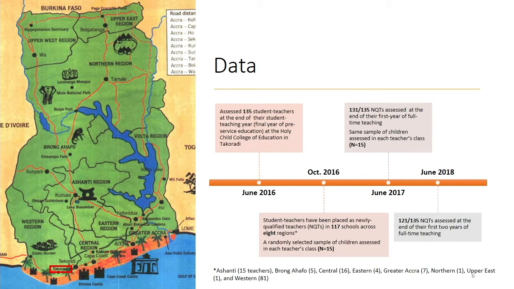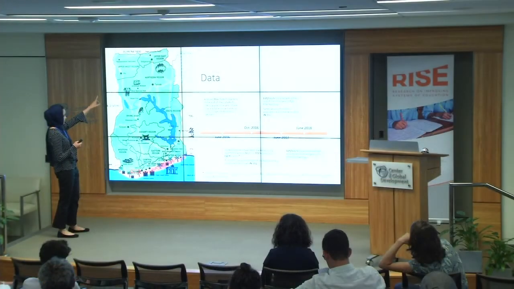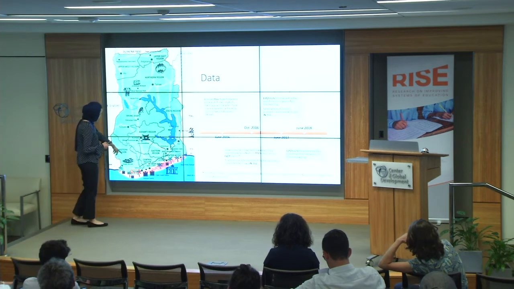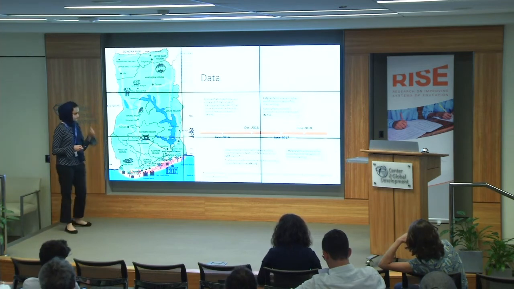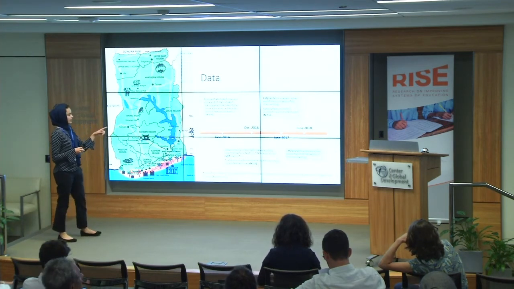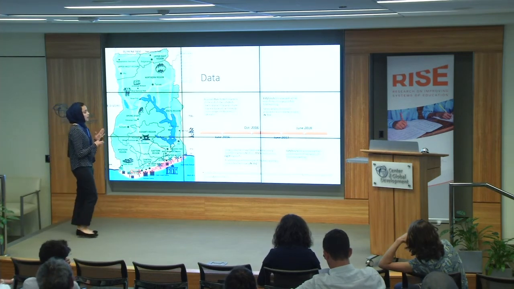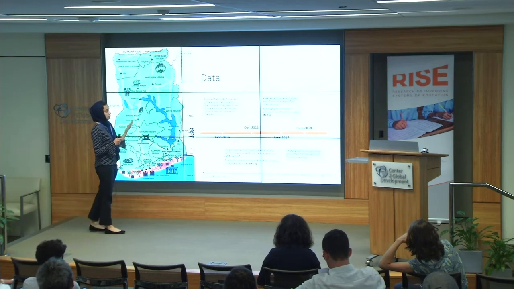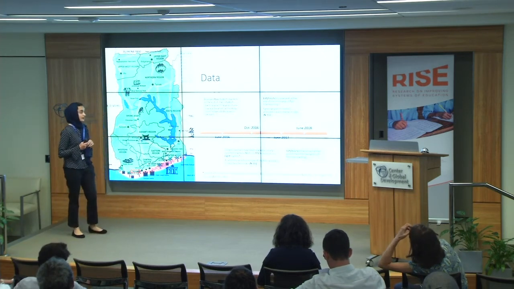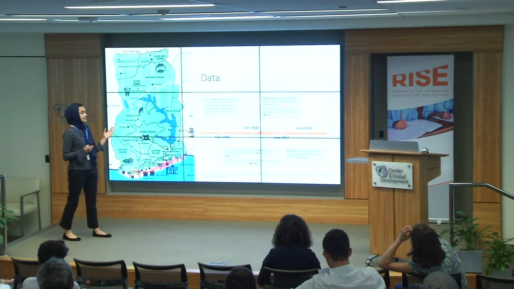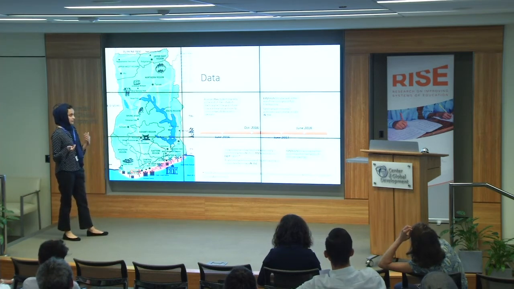And these regions ranged from some in Ashanti, some in Brong Ahafo, a few in Central, a few in Eastern, 1 or 2 up there in Northern and Upper Eastern regions, but most of them, about 81, were in the Western region right here. And then in June 2017, which is the end of the first year of full-time teaching, 131 of these 135 newly qualified teachers were assessed at the end of their first year of full-time teaching.